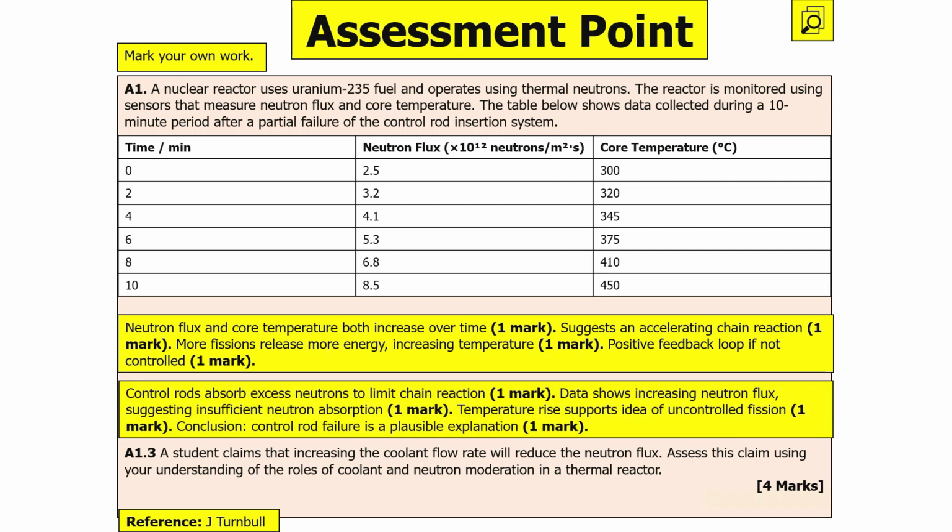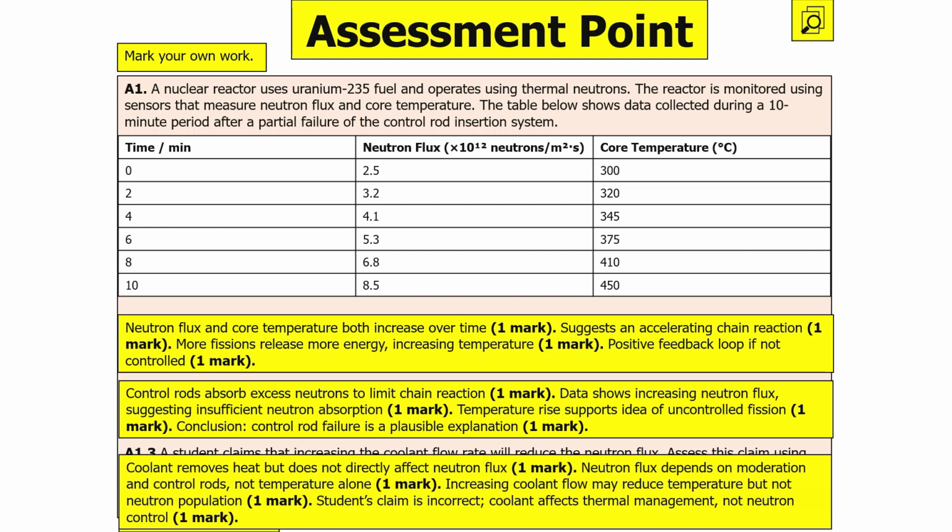The control rods absorb excess neutrons to limit the chain reaction. The data shows increasing neutron flux, suggesting insufficient absorption of the neutrons. So the temperature rise supports the idea of uncontrolled fission. So the conclusion must be that the control rod failure is a plausible explanation for this.